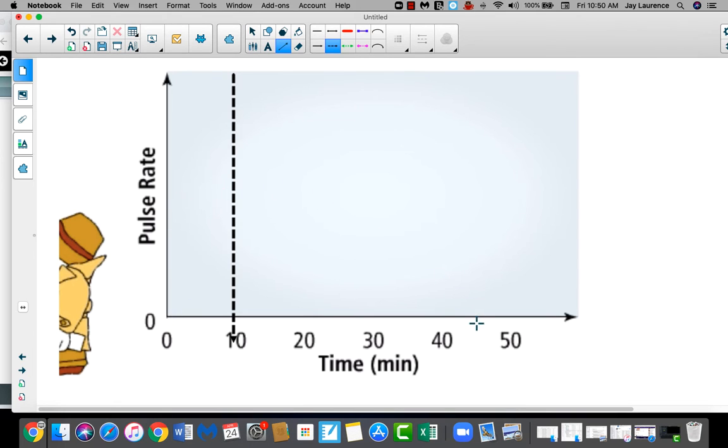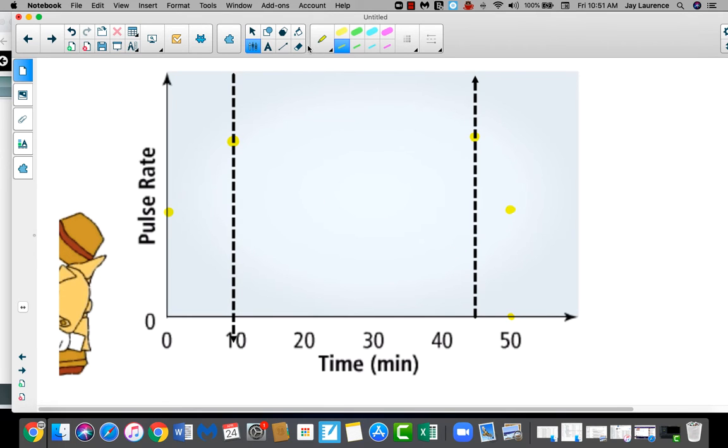I also know that there's a 5-minute cool-down period, and so that would be the last 5 minutes of the graph. So the end of the graph will be at 50 minutes. The pulse rate is probably going to begin, if they're in decent shape, maybe somewhere around here. It's going to steadily increase until they get it to the level that they want, and then it'll stay at a constant rate until they get to their cool down, and then it'll go back to normal.